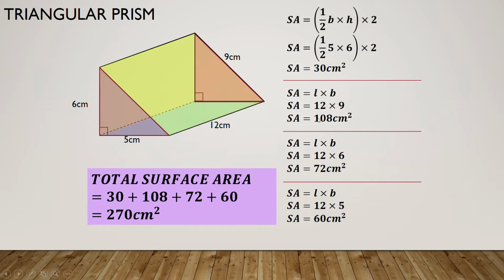Obviously then you have to still work out your total surface area. So my total surface area will be the sum of all the areas that I've calculated: 30 plus 108 plus 72 plus 60 centimeters squared. And then that gives me 270 centimeters squared.